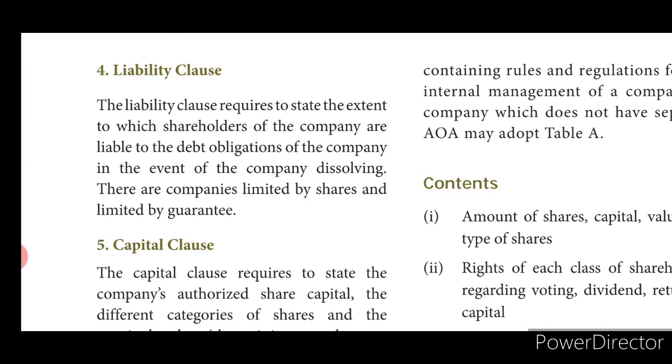Liability clause means what kind of liability you are going to have. If you mention limited liability, your members in the company will have only limited liability. If it doesn't mention the term limited, it automatically goes for unlimited, isn't it? That we already saw in the types of companies. So your liability should be mentioned here, whether limited or unlimited, okay?